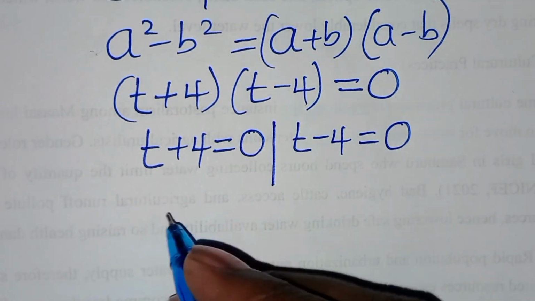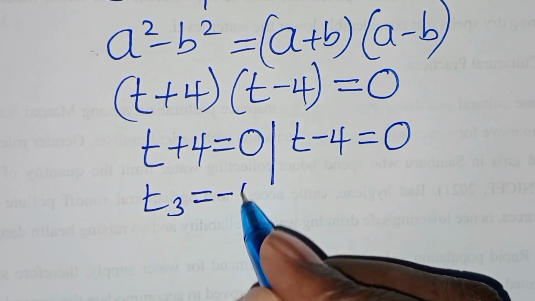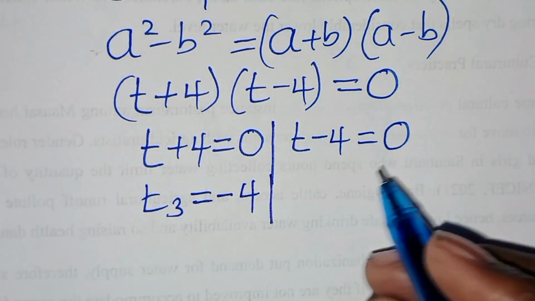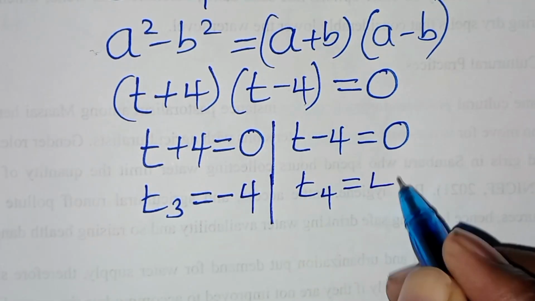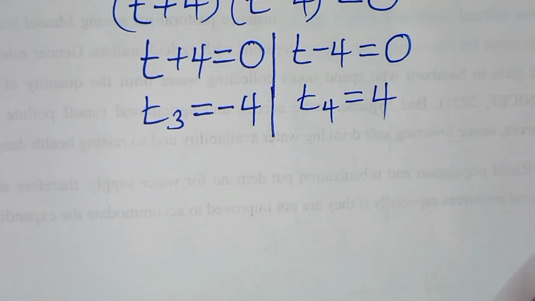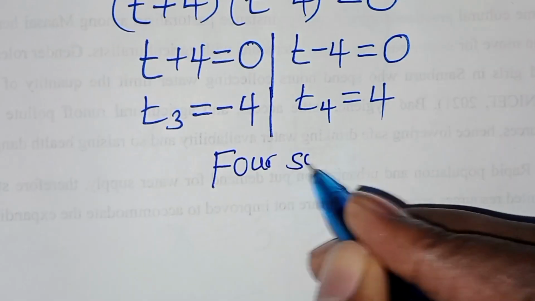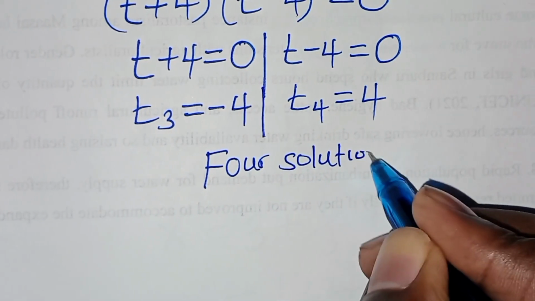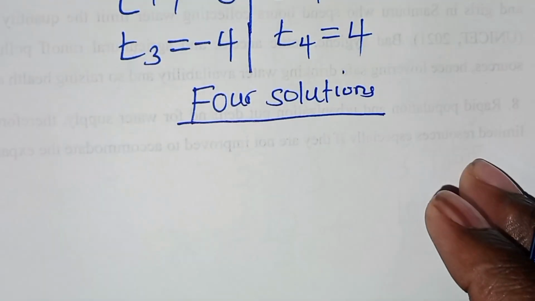So this implies that t3 is equal to minus 4, and we have t4 equal to 4. So we have 4 solutions to this problem.